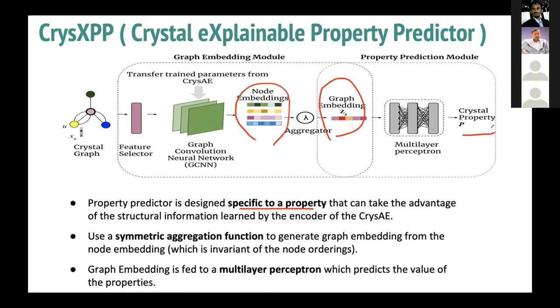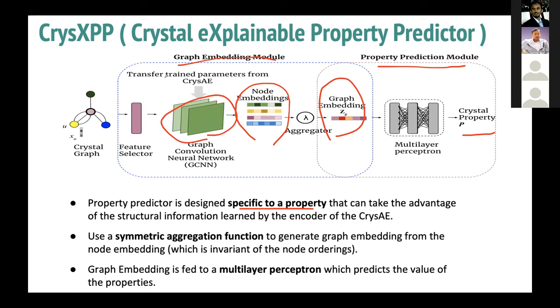This is end-to-end training, but it is a very simple, straightforward model, which has two parts. One is the graph embedding module, and one is the property prediction module. And this is trained on less data. In many cases, we have much less data about crystal properties. But we have not started from zero; we have the weights transferred as training parameters from CRISAE. So that is our hope.